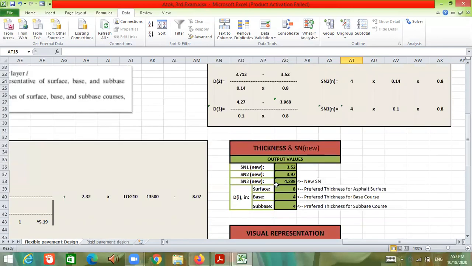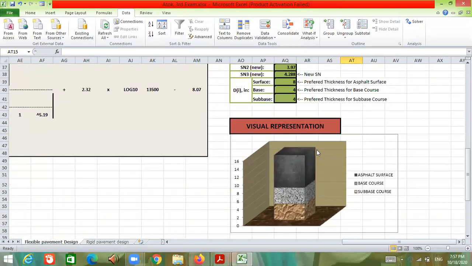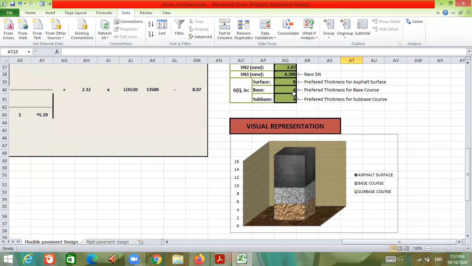And this value of our new structural number is going to undergo a test if it is adequate or not. And for you to get a better visual for our thickness, I have here the table that gives you the visual representation of the values, in which the surface is our asphalt surface. Below the asphalt surface is our base course, and under the base course is our subbase course.